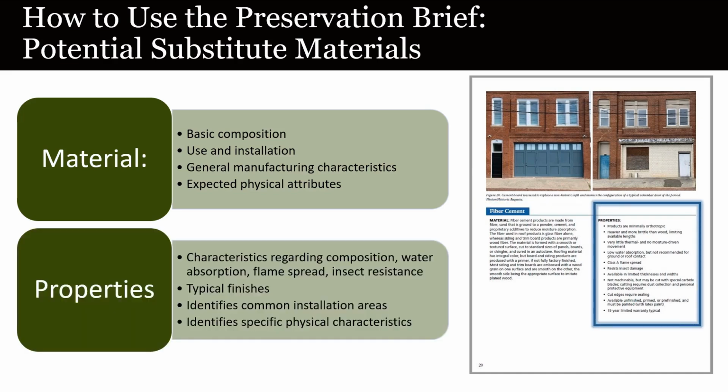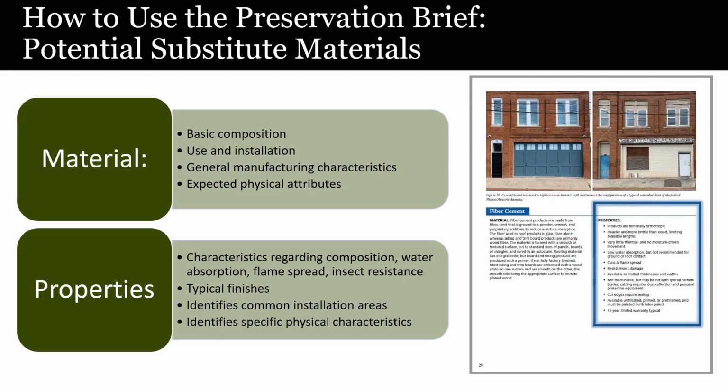In order to help your decision making, the brief provides a list of properties for the potential substitute material. This list details the various properties that the material is known for, including characteristics regarding the composition, water absorption, flame spread, and insect resistance, among others. It also lists typical finishes that can be found on these materials and identifies areas where the material is commonly installed and any specific physical characteristics related to that usage.